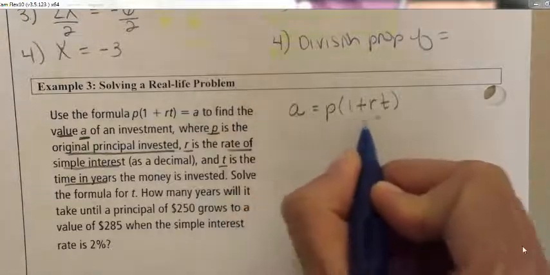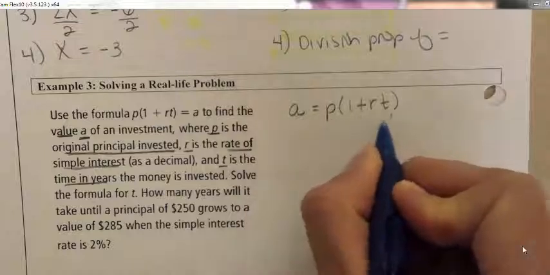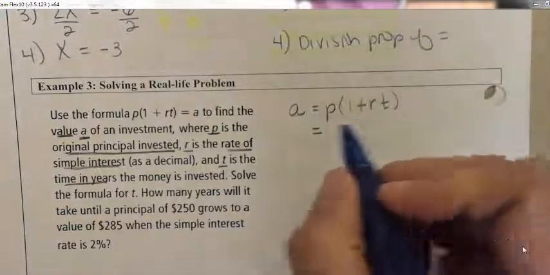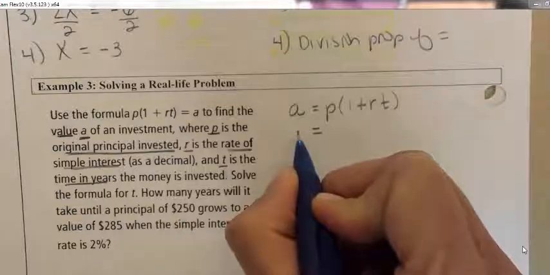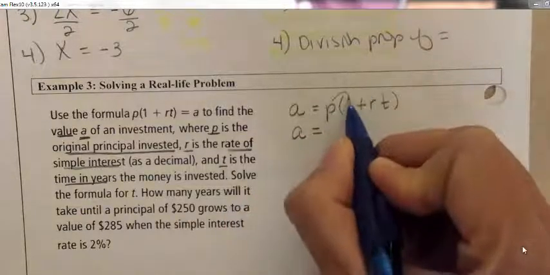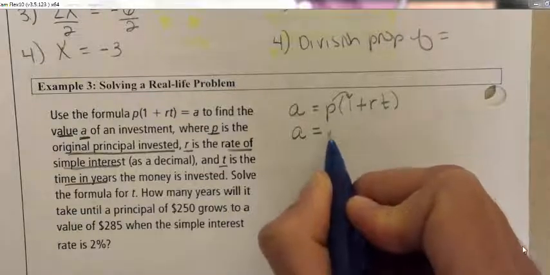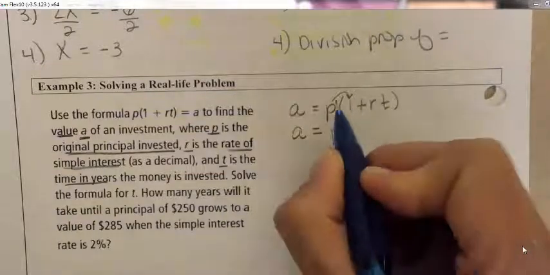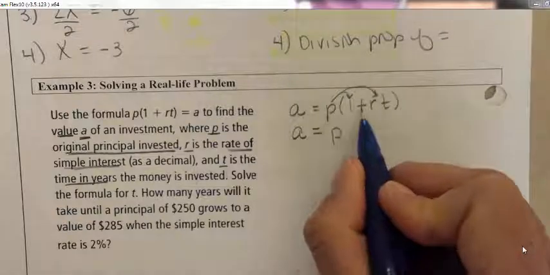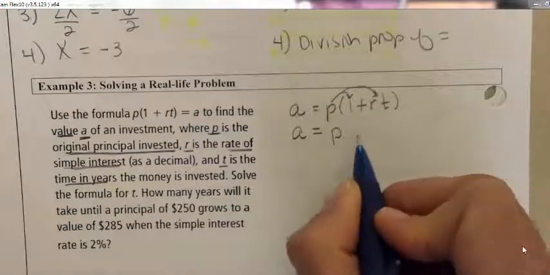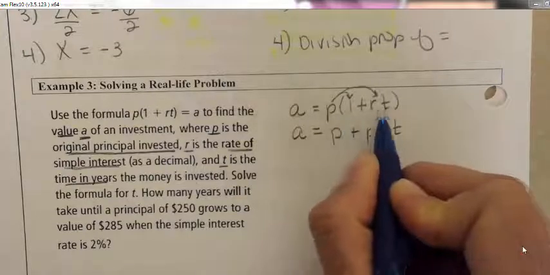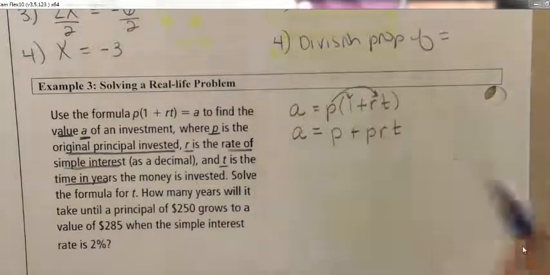So I'm going to keep my equation going exactly like it is. So I'm going to keep that equal sign exactly where it is. And I'm just going to do steps to each side. And then I'm going to try and get t by itself. So I'm going to keep that A. Distribute the P, right? So P times 1 is 1P, or just P. P times RT, well, that's going to be a positive PRT. Right? Because P times R times T is P times R times T.